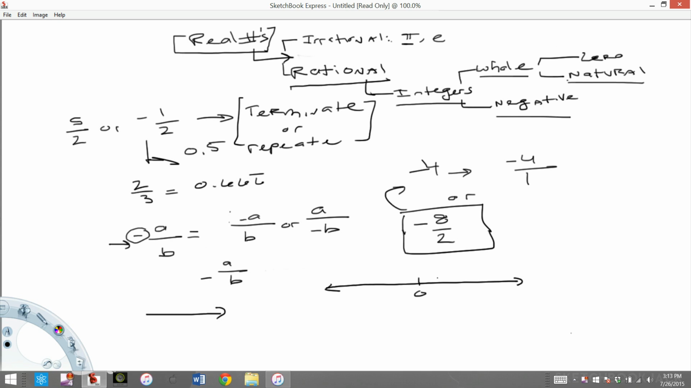So going back to the number line, right? I'm going to have 1, 2. Remember we said these go on towards infinity. -1, -2, -3, and these are all integers, right? They are all rational numbers, right? And this goes on to negative infinity, right?